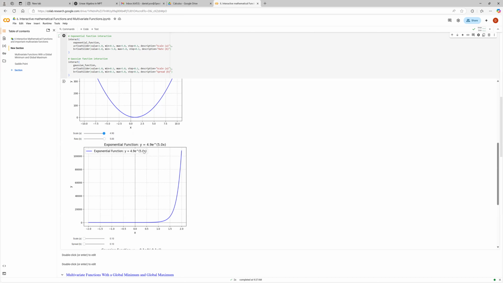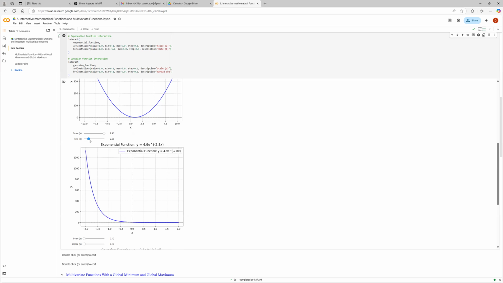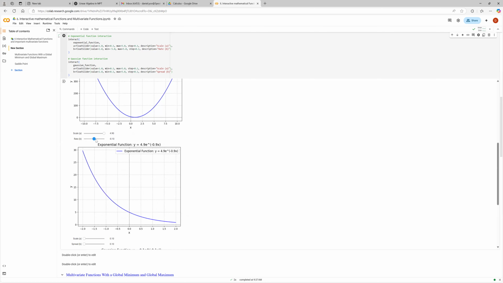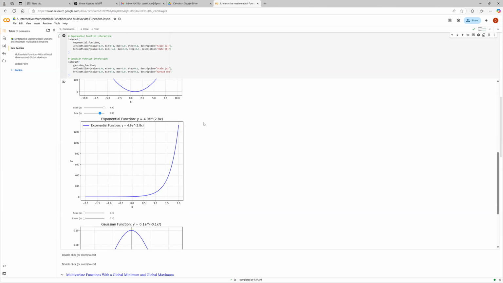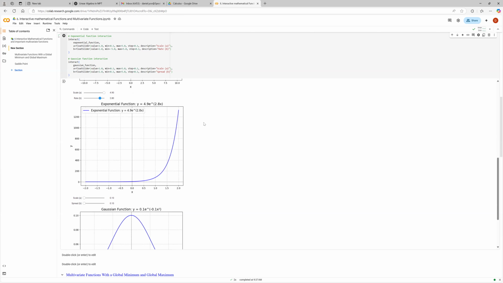Now, what if we played with the exponent value? It inverts if it goes negative. Once it goes positive, it changes sides. And you can see that if I go farther out, the increase becomes a lot steeper at a certain point. Okay, so that's the basics of an exponential function.